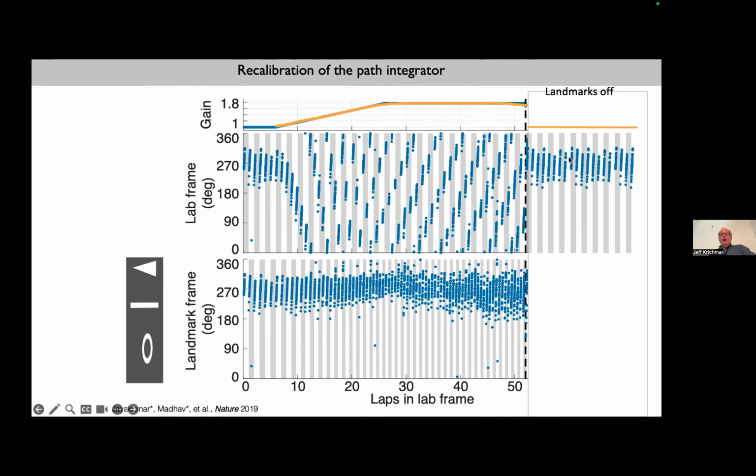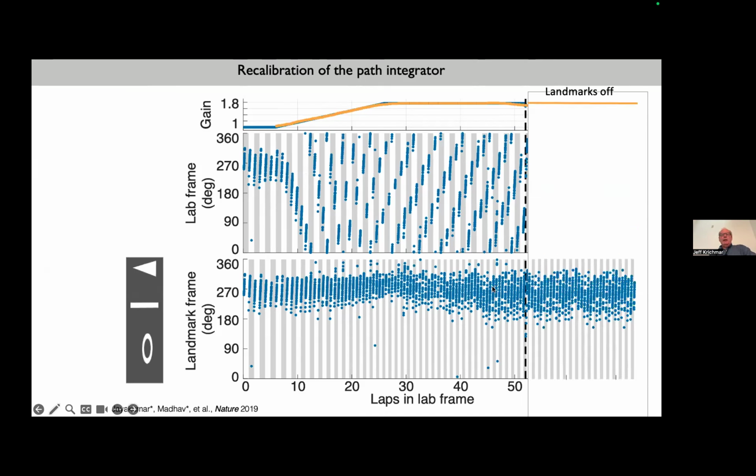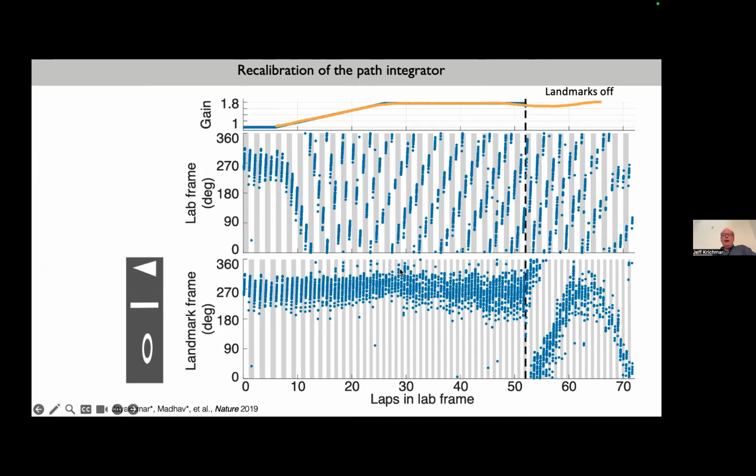Or have we recalibrated the system so that it continues to fire in the landmark frame as if the landmarks were still there, rotating around? So maybe firing twice per lap or 3 times per lap. And the answer is sort of in between, but clearly what you can see in the lab frame of reference, the place fields are still firing without really any spatial tuning relative to the world. But in the landmark frame of reference, they're firing in a much more consistent way. There's some drift that occurs lap by lap. But if this is every lap, the fields are only drifting a little bit.